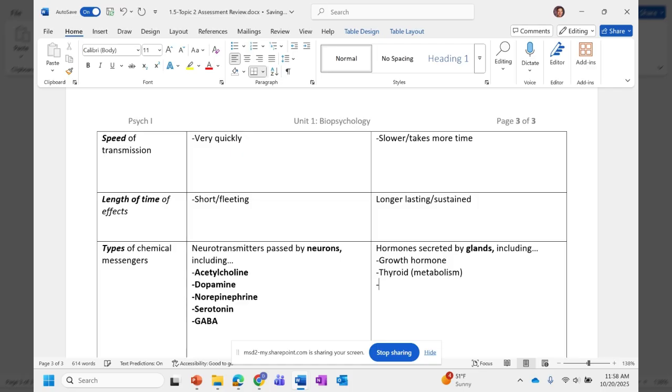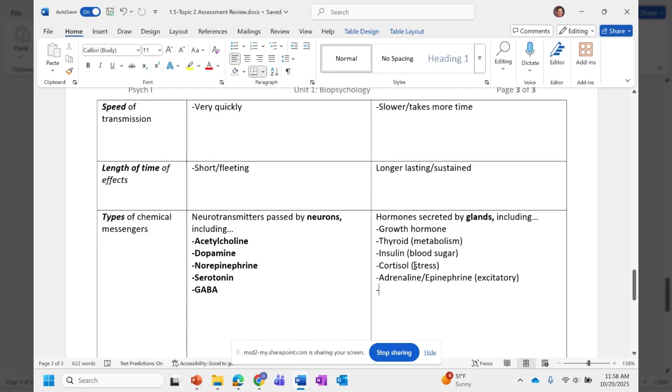Okay, we talked about insulin, which is related to blood sugar and breakdown of food. We talked about cortisol, which was in the Alex Morgan project, which is a stress hormone. And then we also talked about adrenaline, epinephrine, which is going to be kind of a stress excitatory hormone, similar to norepinephrine in the brain. And then the last one, trying to make sure I remember all of them. Oh, obviously you have your sex hormones, testosterone and estrogen and other sex hormones like that.